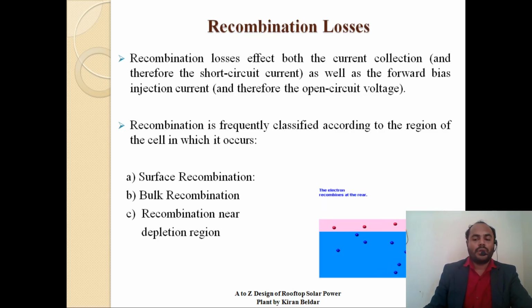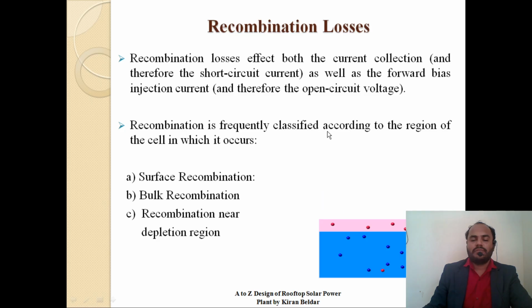Whenever an electron hole pair is generated, it should be carried forward and generate electricity in the proper format. They should not separate and recombine at the top and rear of a surface. That is nothing but the recombination losses. Recombination losses affect both the current collection, and therefore the short circuit current, as well as the forward bias injection current, and therefore the open circuit voltage.